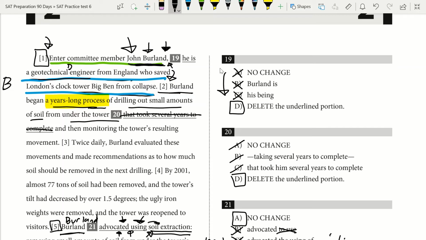So by doing that, it saved me time because I only had to read through one time in that paragraph. Okay, now our other big tip there was dealing up here with connecting our dependent clause to our independent clause with a comma in order to avoid that unnecessary repetition of "he is" or "Berland" or "his being," since we just said our subject, John Berland, and we don't want to repeat our subject twice. Okay, so hopefully that was helpful.